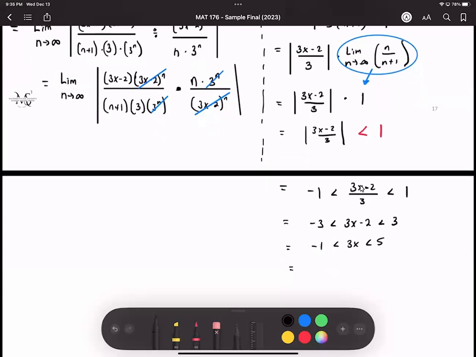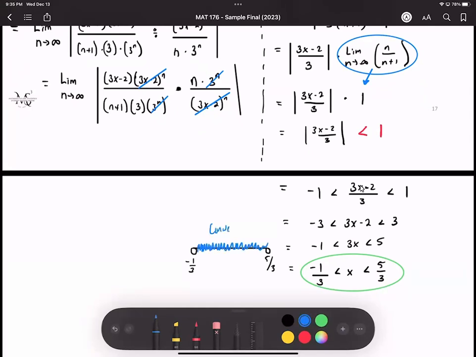And now I divide by 3. So we get negative 1 over 3 is less than x, which is less than 5/3. So this is now going to be your interval of convergence. What I know from this inequality is that, okay, here's my left endpoint, here's my right endpoint, negative 1/3, here's 5/3. I know that anything now in the middle here, we're going to have convergence. Right? Whatever I shaded in blue is convergence.